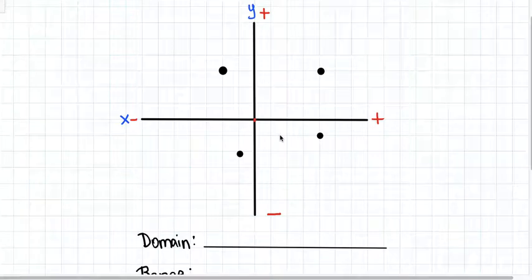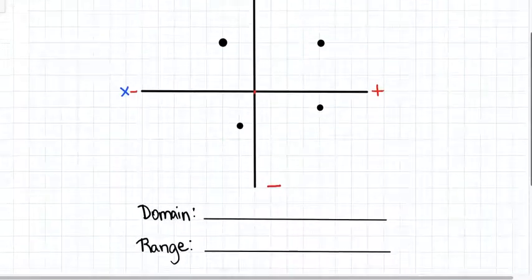I'm going to show you how to work one of the problems that are similar to what you'll see on the quiz. Whenever you get your quiz, you may see a problem like this where you'll see a graph that has some points on it, and then it will ask you to find the domain and range.